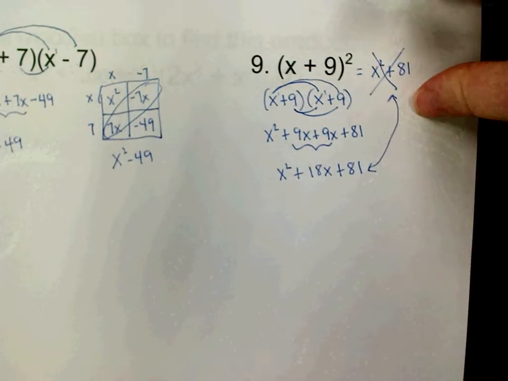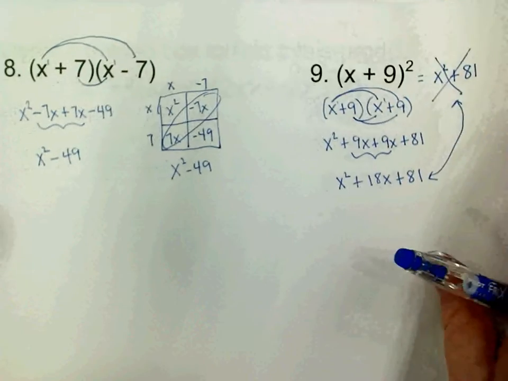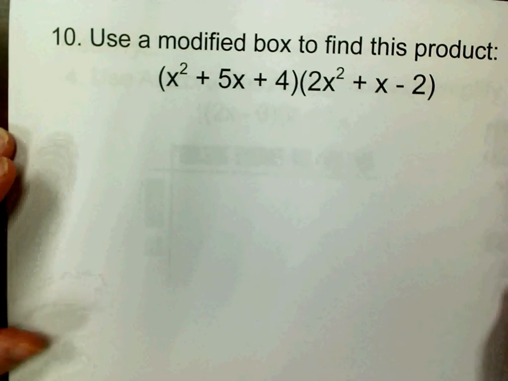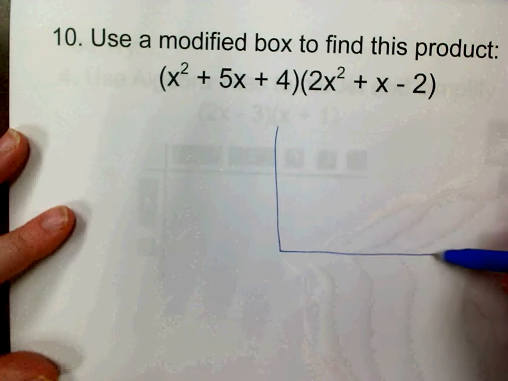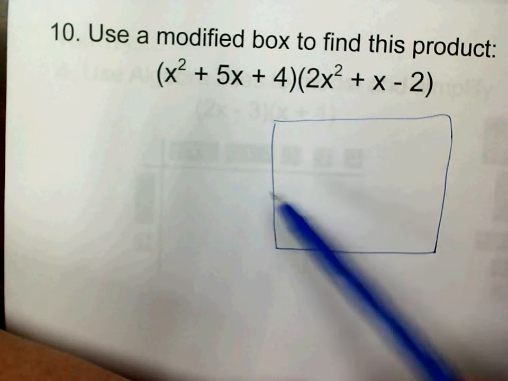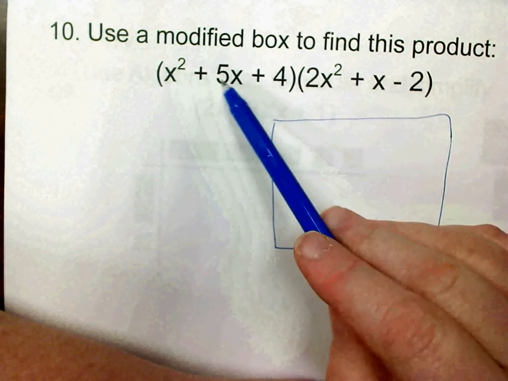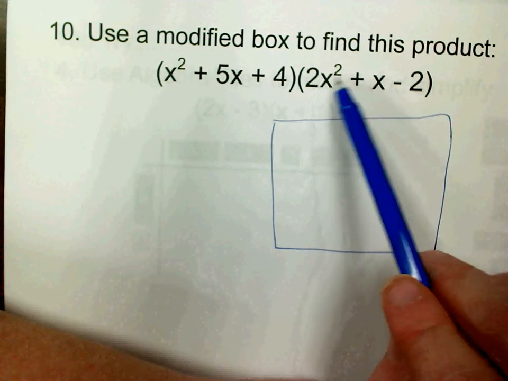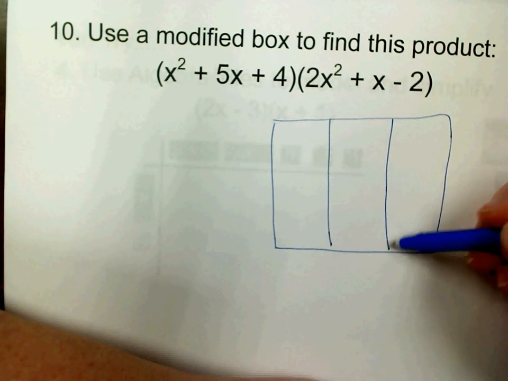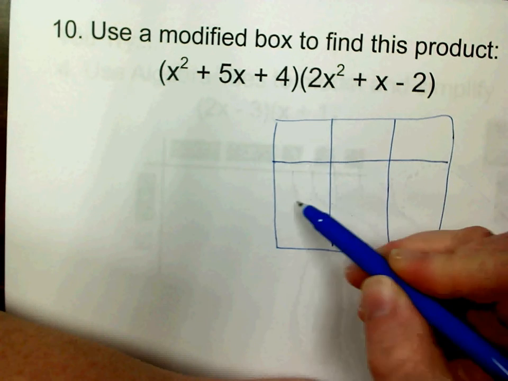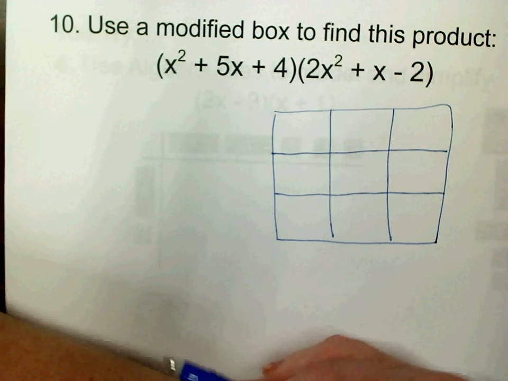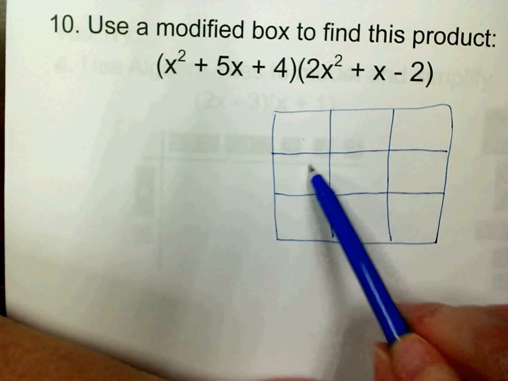Now let's look at the next example. It says to use a modified box to find this product. And so when you draw your box, remember most of the time we've been doing 2 by 2s because we had a binomial by binomial. But here we have a trinomial by a trinomial. And so that means I want to have 3 columns and I want to have 3 rows. Instead of a 2 by 2, I have a 3 by 3. So do you see we're going to have to do 9 multiplications all together.